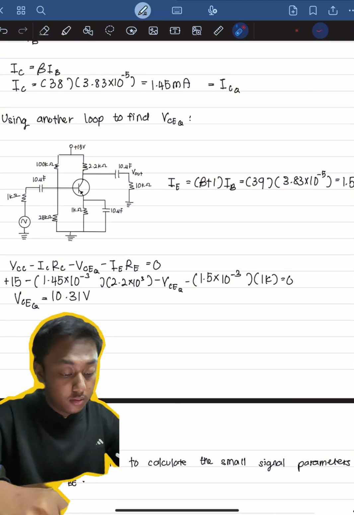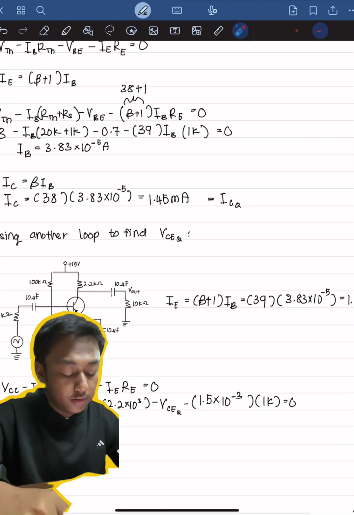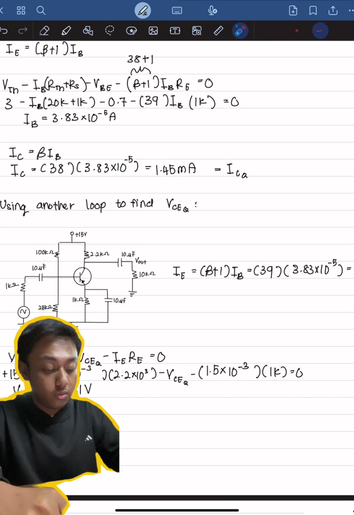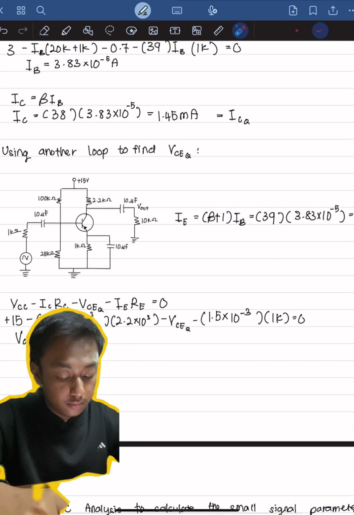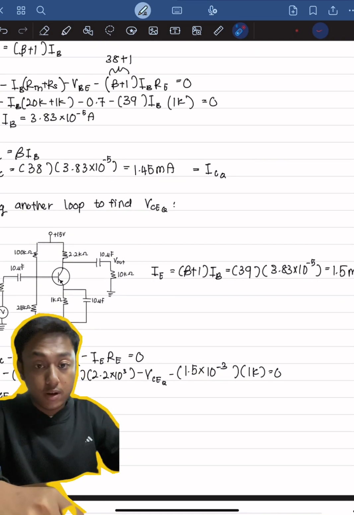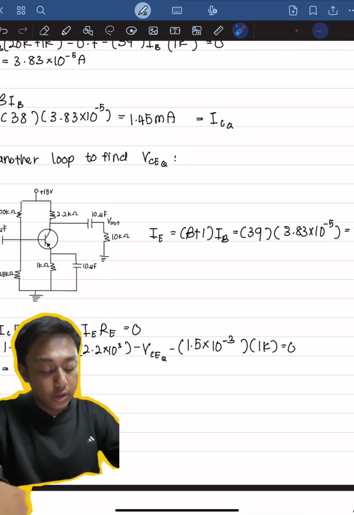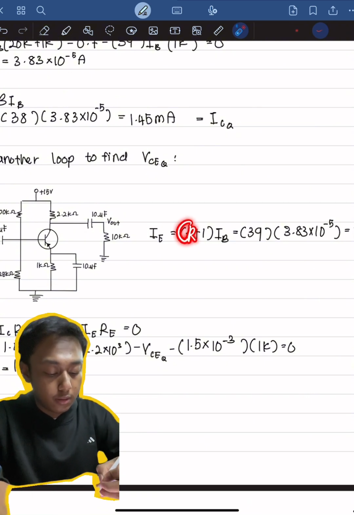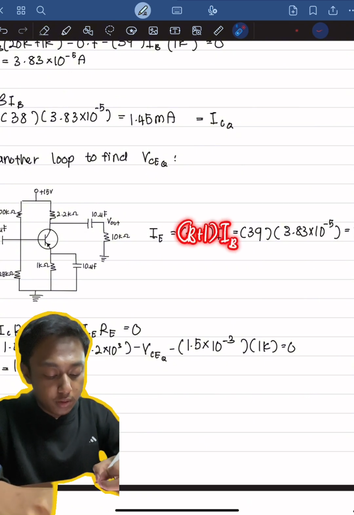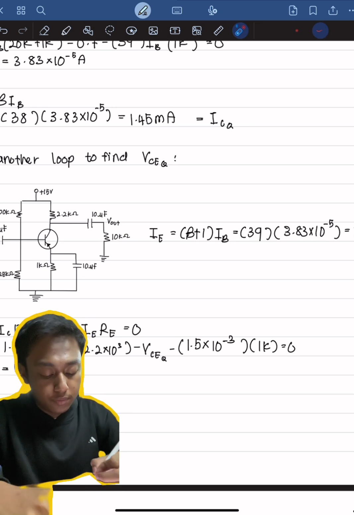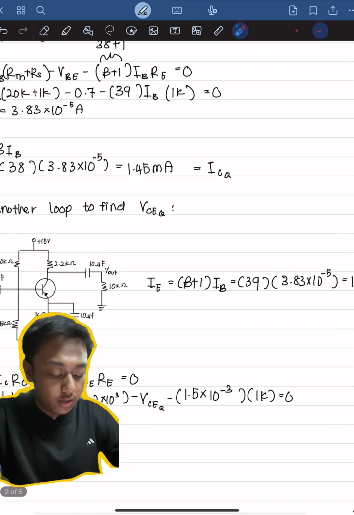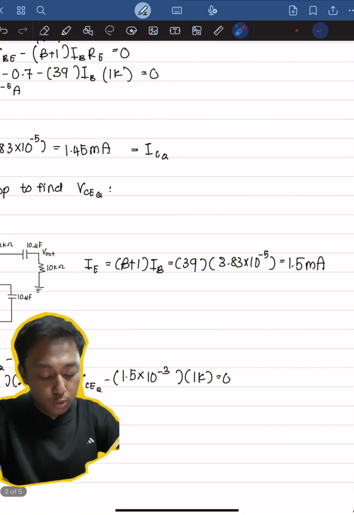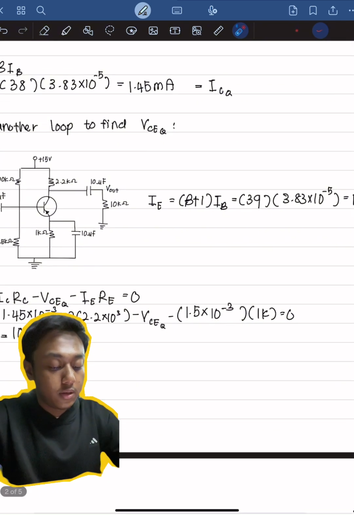Okay, so to find the VCEQ, we have to use another loop. First of all, we have to find the IE, which in its formula is beta plus 1 times IB. We do have the IB value. So beta plus 1 is 38 plus 1. We got 39. Then we have to times the IB value. IB value here we have 3.83 times 10 to the power of negative 5. We got 1.5 milliampere.